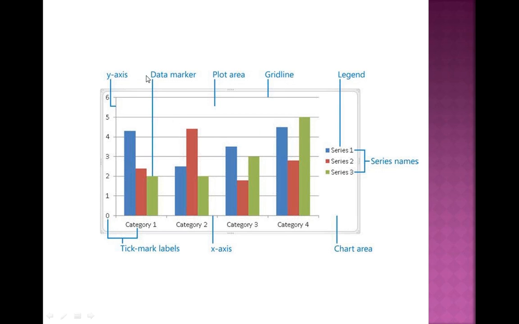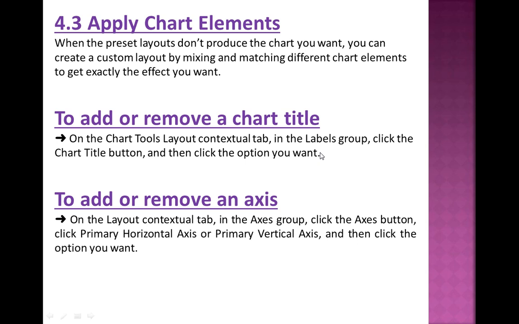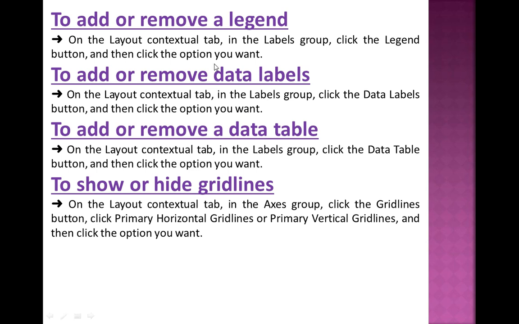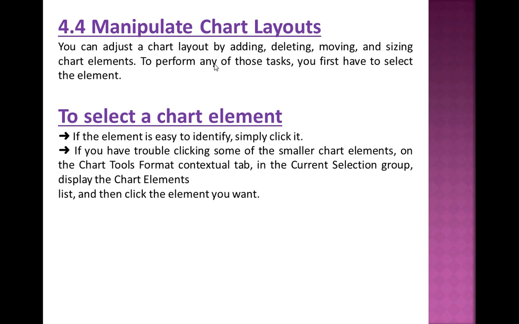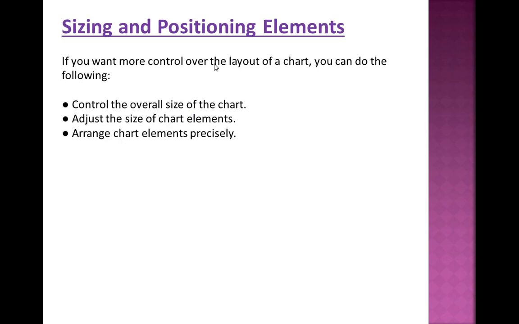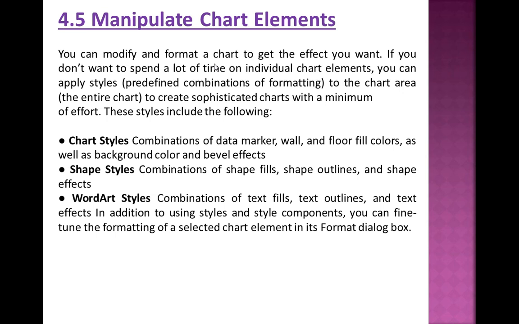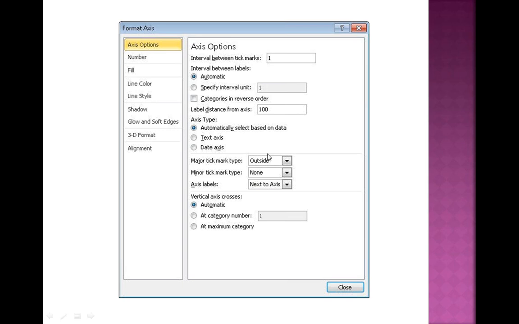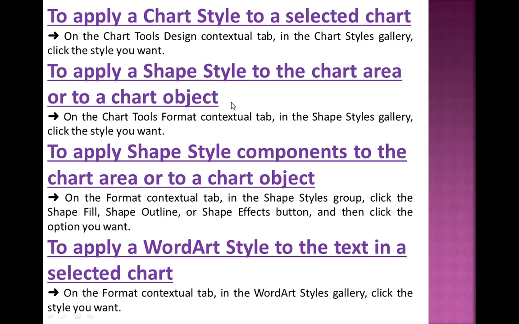Then we have studied the different parts of a chart. These are the different parts of a chart. Next, how to apply the chart elements, means how to change the layout of the chart. We have also studied how to add or remove a chart title, how to add or remove legends, data labels, data tables, gridlines. Then we have also studied how to manipulate the chart elements, how to change the chart layouts, then how to size and position the elements. We can use chart styles, shape styles, WordArt styles. These are the different options available. That's all for yesterday's session.